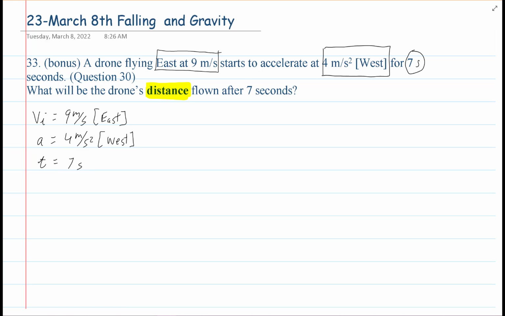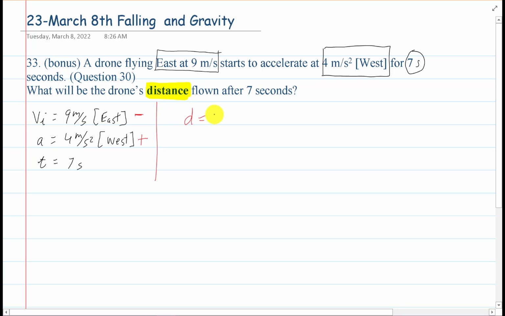Now, you have to choose one of these to be positive, one of these to be negative. I'm going to make this positive and this negative. It doesn't matter which one. And then the distance is what we're trying to find out, or the displacement.